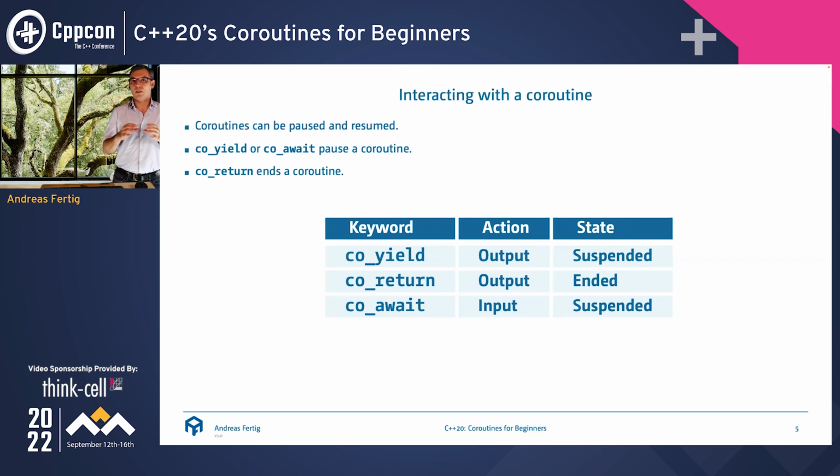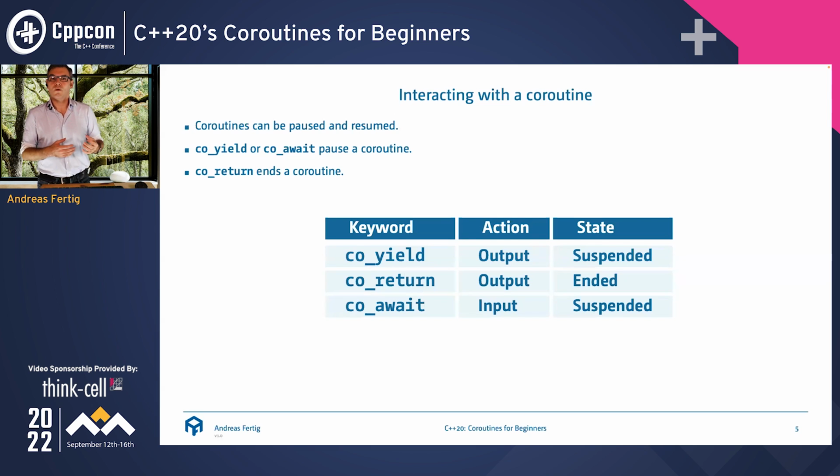While co_yield and co_return both output something from the coroutine, they are different in the state they are leaving the coroutine in. co_yield means the coroutine gets suspended. That means we can resume it later. On the other hand, as the return in co_return implies, that coroutine is finished. So we are not supposed to resume this coroutine again. In fact, it's undefined behavior if we do so.